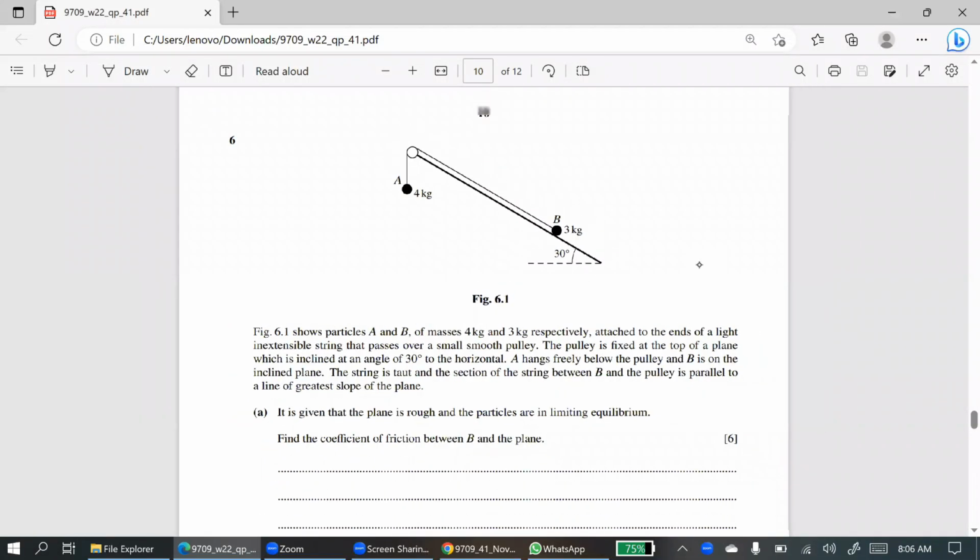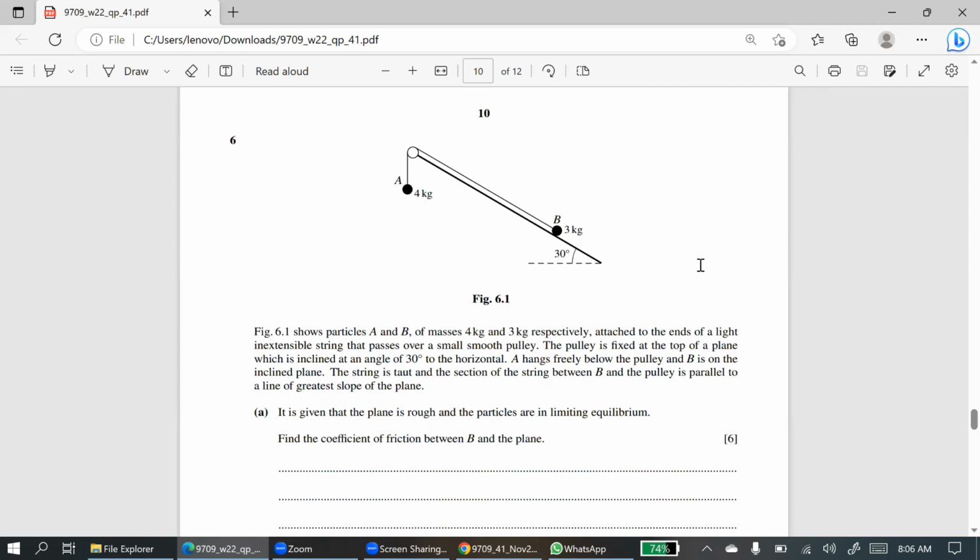This one is question number 6, November 22, paper 4-1. The figure shows particles A and B of masses 4 and 3 kg, respectively, attached to the ends of a light inextensible string that passes over a small smooth pulley. The pulley is fixed at the top of the plane, which is inclined at 30 degrees to the horizontal.